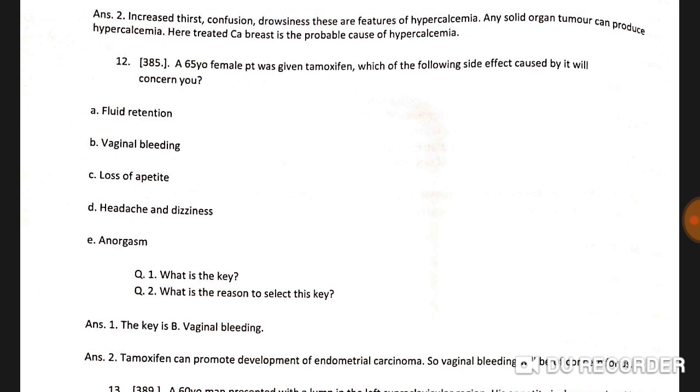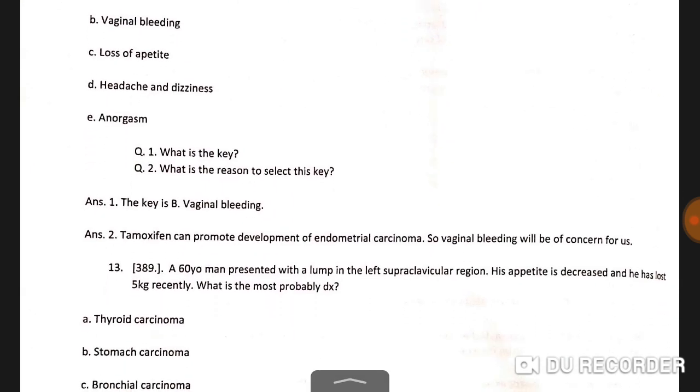A 65-year-old female patient was given tamoxifen. Which of the following side effects caused by it will concern you? Vaginal bleeding. Tamoxifen can promote the development of endometrial carcinoma, so vaginal bleeding will be a concern for us. Okay.